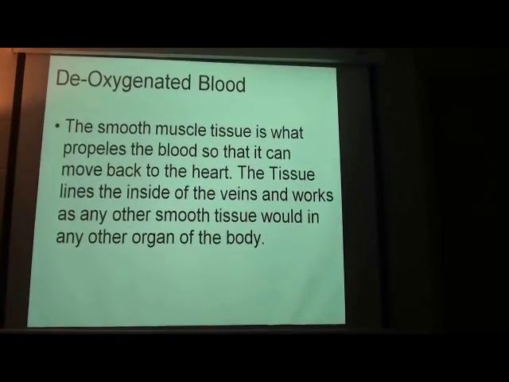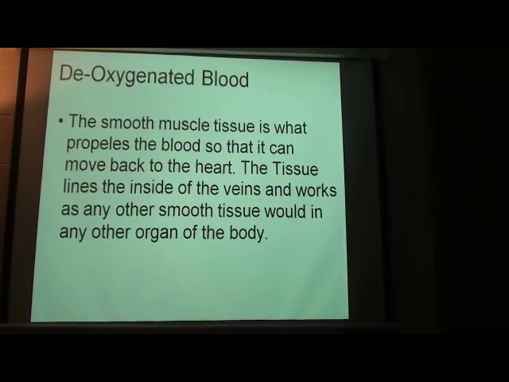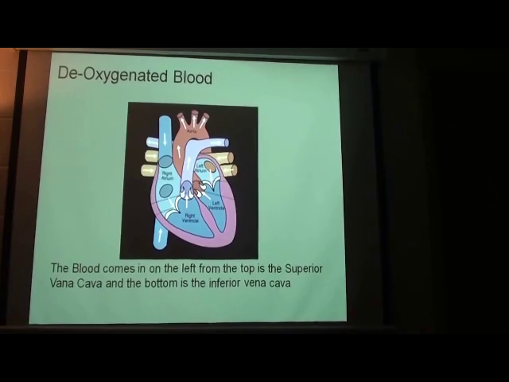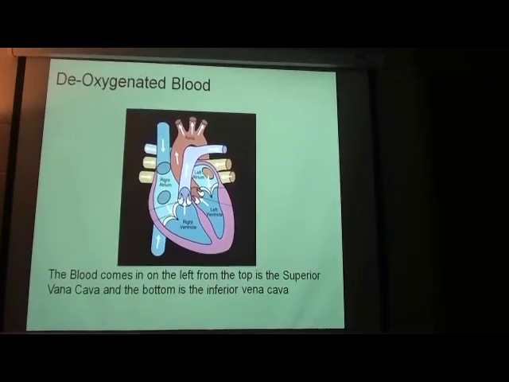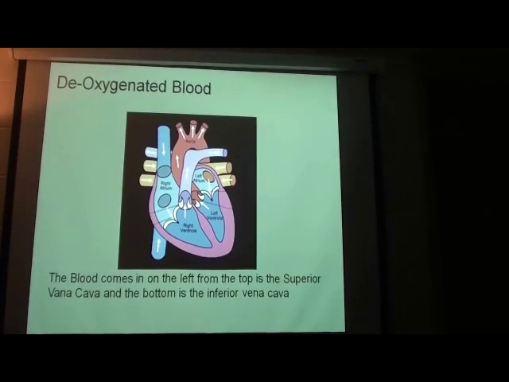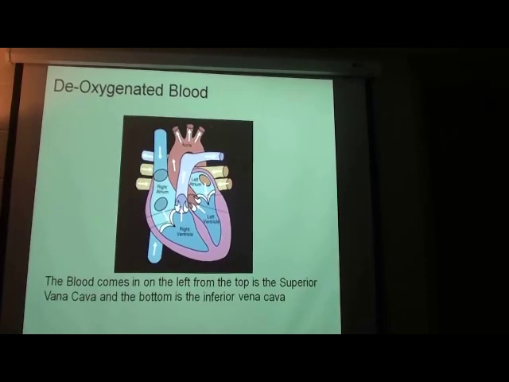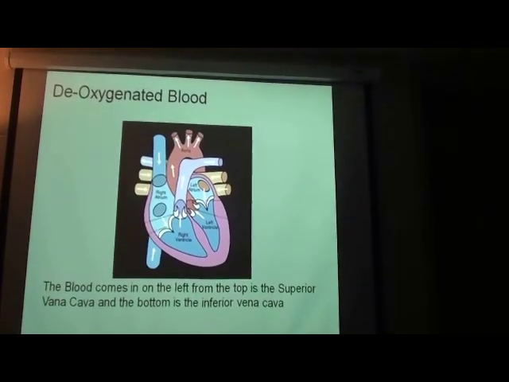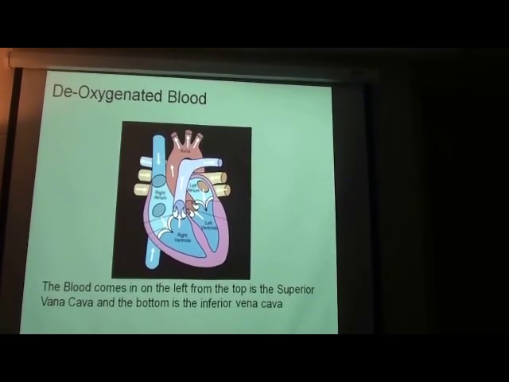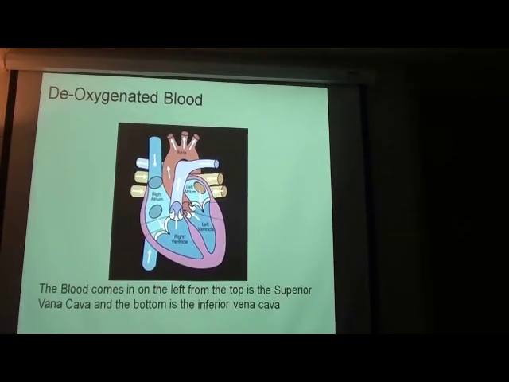The tissue lines the inside of the veins and works as any other sort of tissue would in any other organ of the body. This is a picture of the heart. The blue area is where deoxygenated blood is. The picture at the top left with the blue pipe and the arrow pointing down is the superior vena cava. The one at the bottom left, blue with the arrow pointing up, is the inferior vena cava.